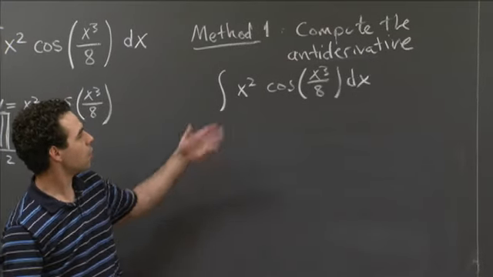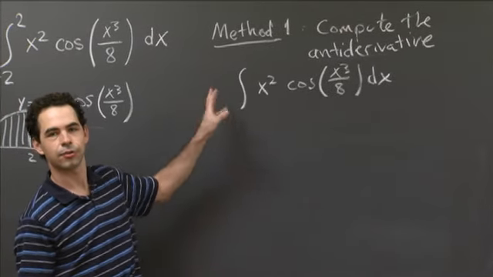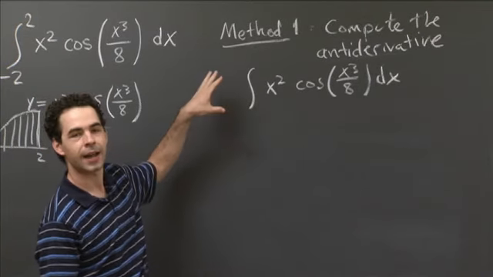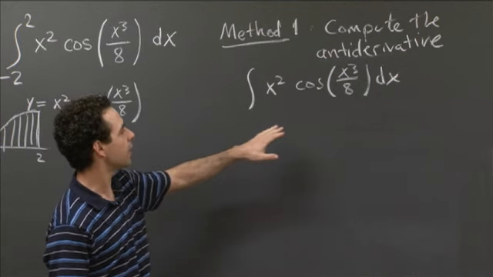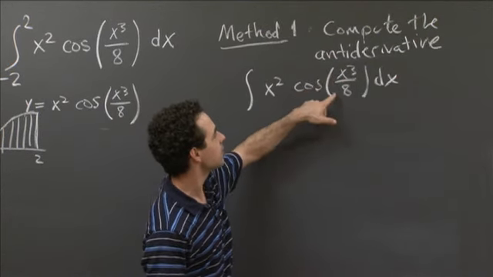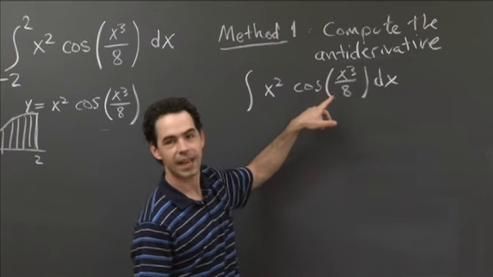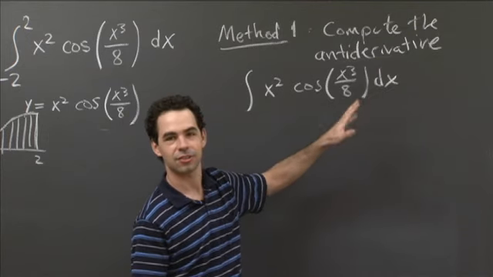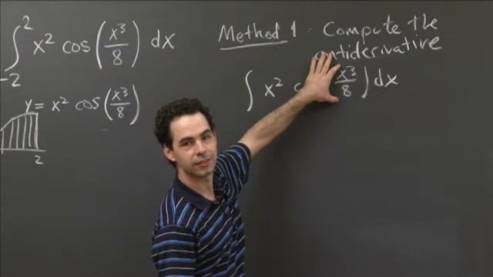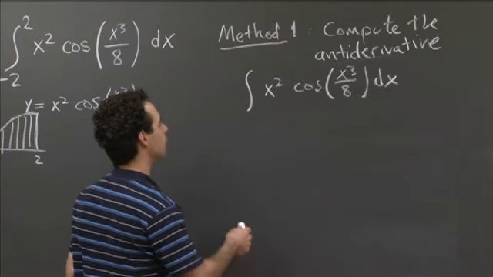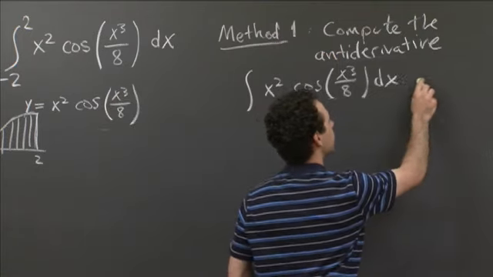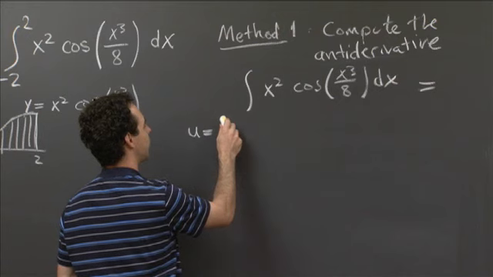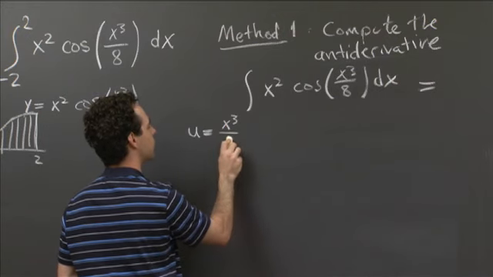Either by intelligent guessing, or just by the substitution method. A good thing to substitute here is, inside this function we have this x cubed part, and outside we have an x squared part. So x squared dx is closely related to the differential of x cubed. So we might try the substitution: we can get rid of all of that at once. Make u equal x cubed over 8.